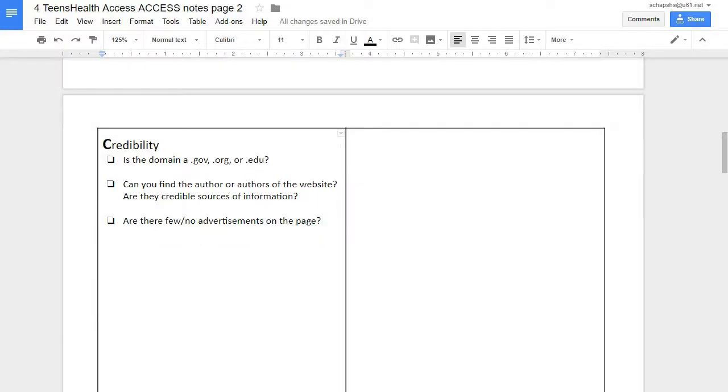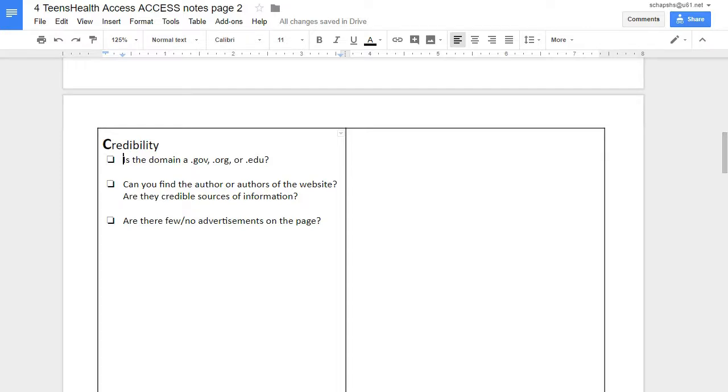The next set of questions in the access checklist are asking about credibility of the website. And credibility means that the website is reliable or trustworthy. And so there are three questions to ask to determine that. The first question is, is the domain of the website a .gov, a .org, or a .edu?